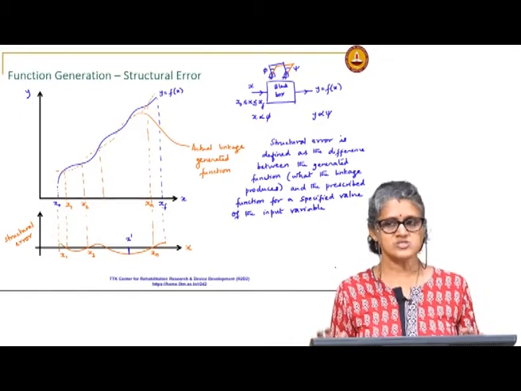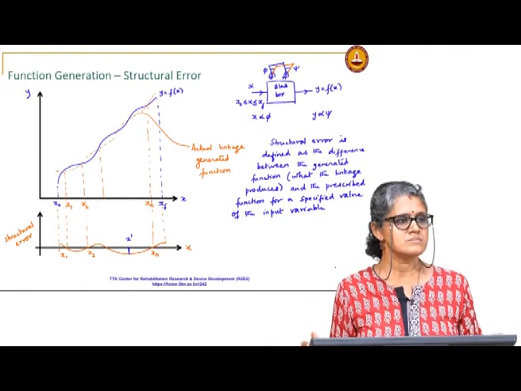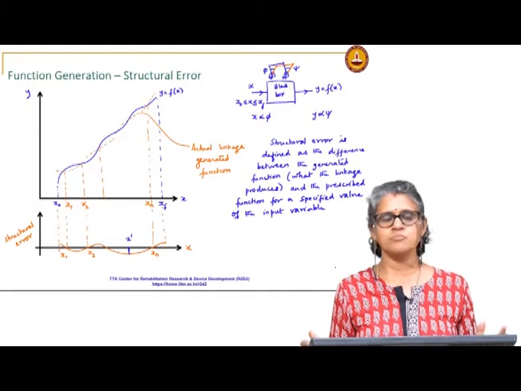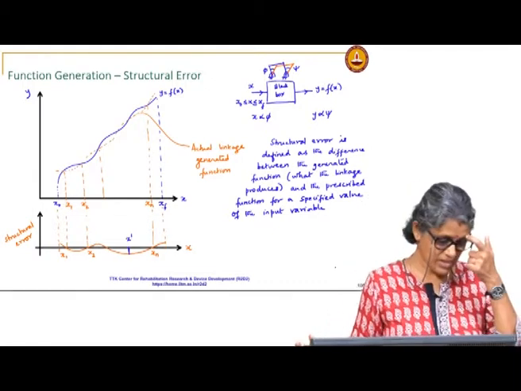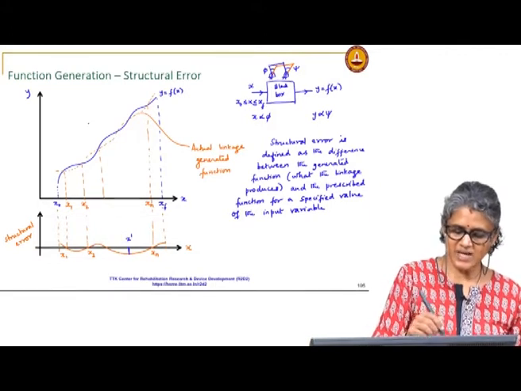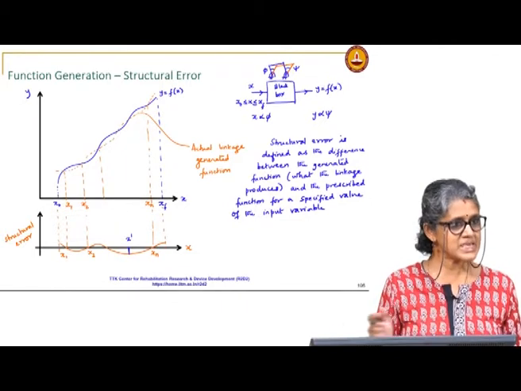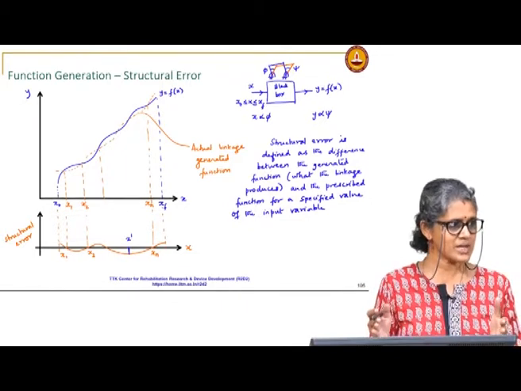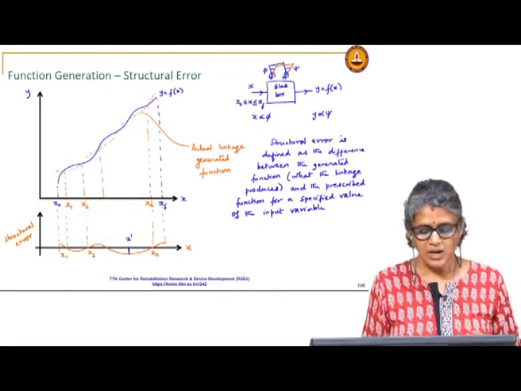It is not something that can be rectified by more precise manufacturing or something like that. So, the desired characteristics are satisfied only at specific points in the range that you are looking at. The range is x naught to xf.